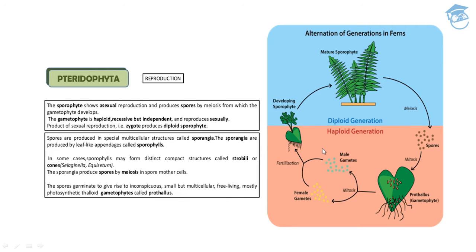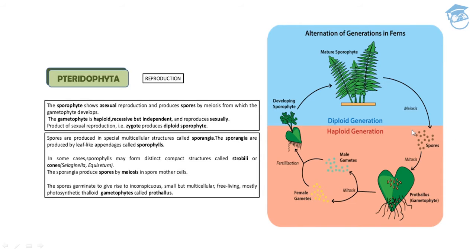See students, this is the developing sporophyte and this is the mature sporophyte. Then it undergoes meiosis to produce spores. Then spores undergo mitosis to produce the gametophyte, which is called prothallus. And this prothallus produces male gametes, antheridium, and archegonium, that is the female gamete. Then they both fuse or fertilize each other to develop the sporophyte. And then this cycle goes on and on to produce the mature sporophyte.